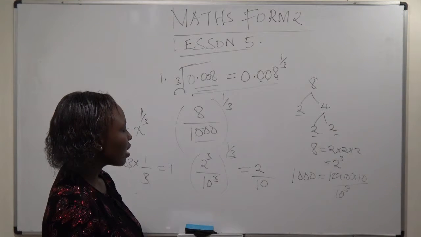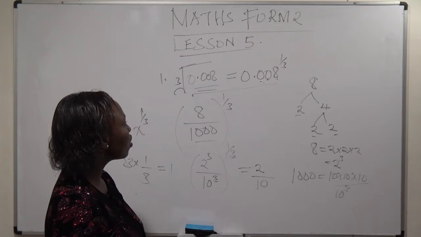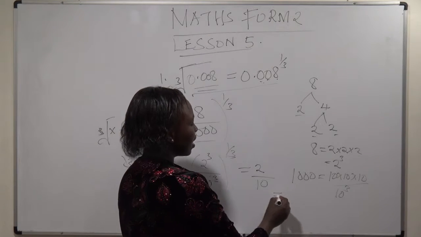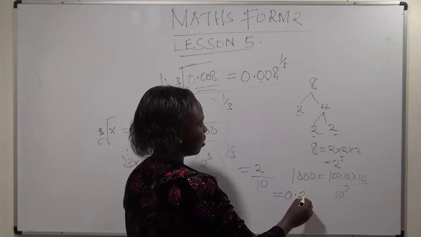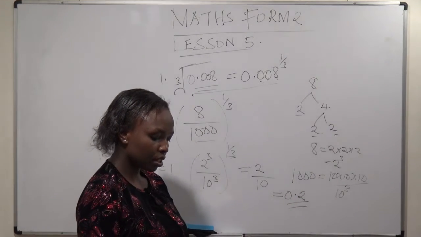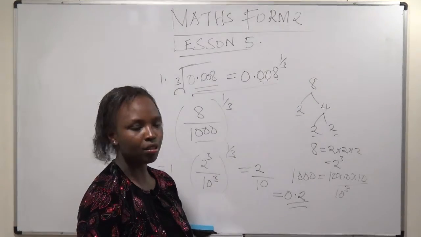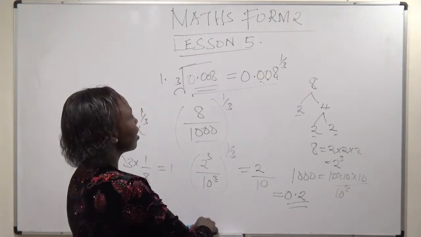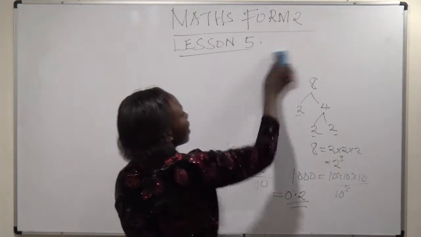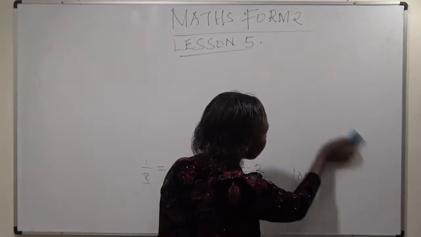So that means our cube root of 0.008 is going to be 2 divided by 10, which is 0.2. And that is the answer that you are supposed to get. That was question number 1 that I left you to tackle.